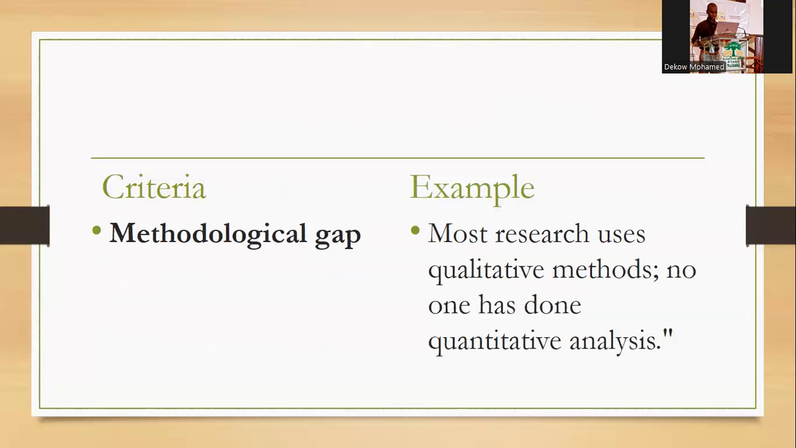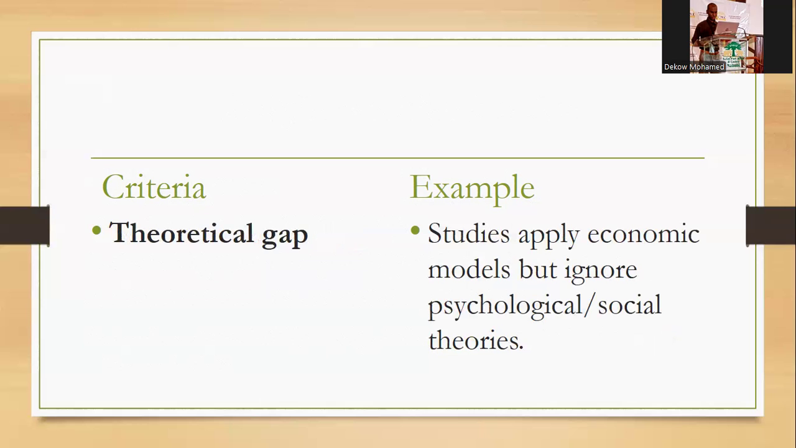After that, you look at the gaps. And how do you look at the research gap? First, you look at the criteria and then analyze. For example, the methodological gap, where you can say most research used qualitative methods, no one has done quantitative analysis. So when you're talking about your gap, you look at the method that they have used. Maybe they have used more of qualitative and you want to use quantitative. That's a methodological gap.